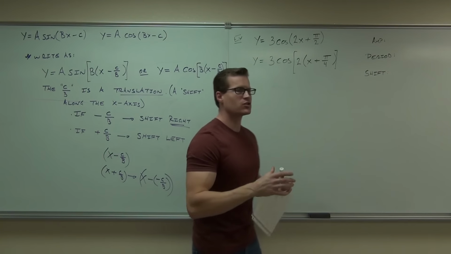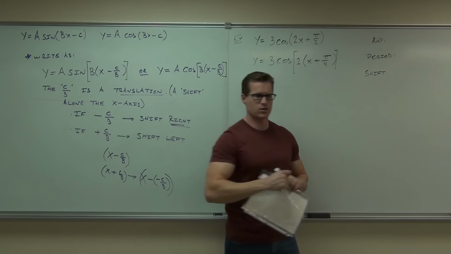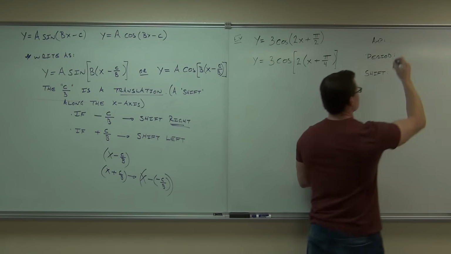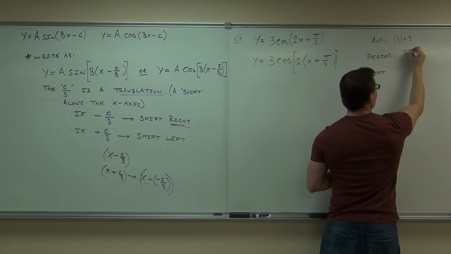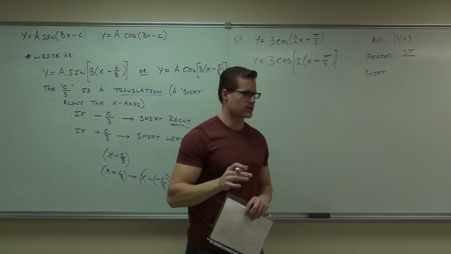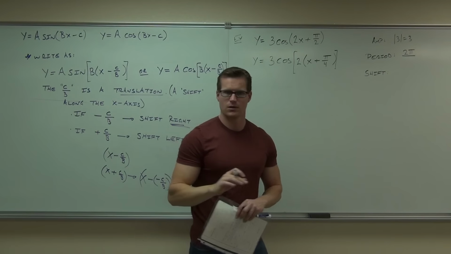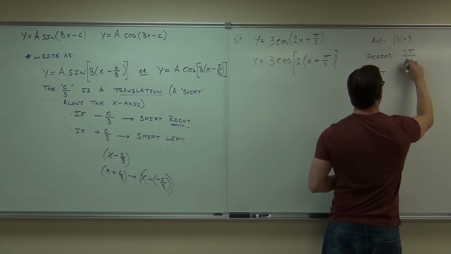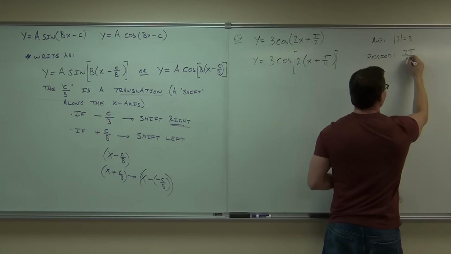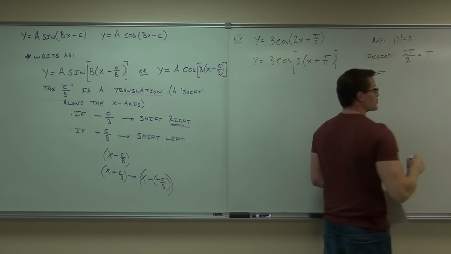Okay, amplitude. How much is your amplitude? 3. Good, y'all got that, right? Absolute value of 3 is 3. The period is 2 pi over the b. That's the number that you just factored out. So what is our period here? Yeah, you're right. I almost wrote it right there. Equals pi.